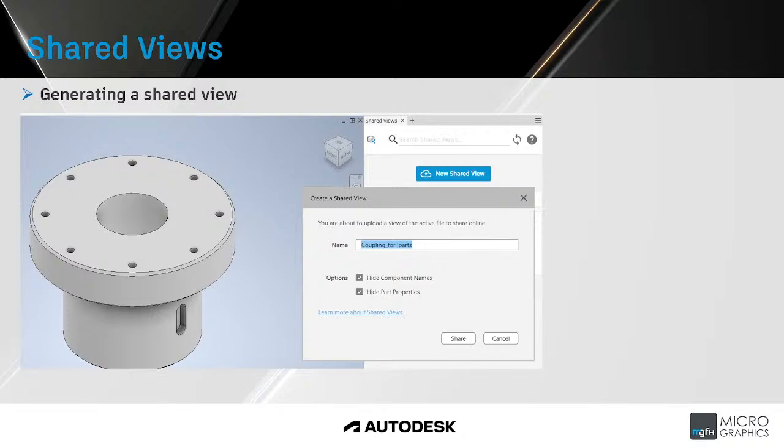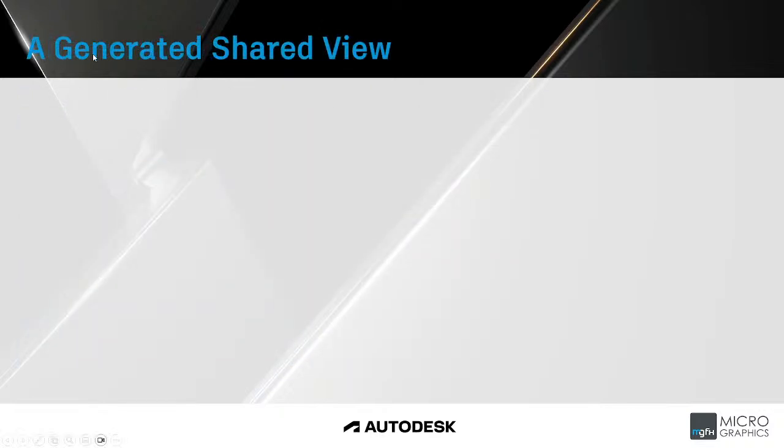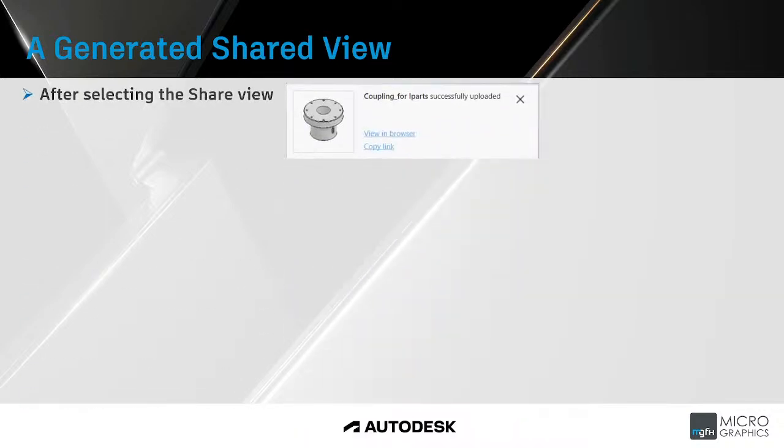After you fill in your details, you can choose to hide the component name and hide the properties, and you can select Share. A generated share view. After you select the share view, you will notice this pop-up will appear. That means that the shared view was successfully generated and uploaded. When it has been completed successfully, the pop-up will show with the part and will state successfully uploaded, as you can see.